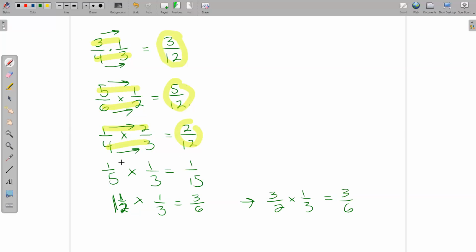New numerator, new denominator. 1 times 1 is 1. 5 times 3 is 15. 3 times 1 is 3. 2 times 3 is 6. There was no need for a common denominator here. Let's just point that out.